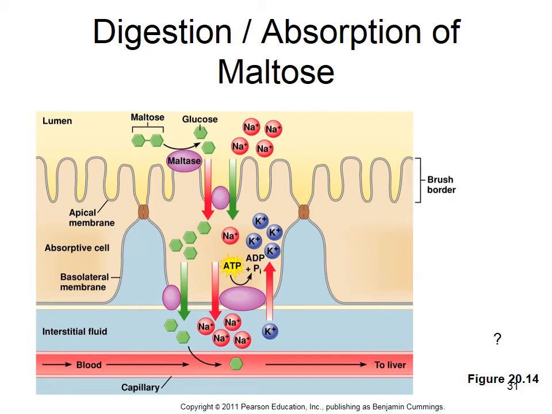So that means to cross out of the cell, it can go by facilitated diffusion. And these transporters are called GLUT transporters. So the GLUT transporters are all facilitated diffusion.